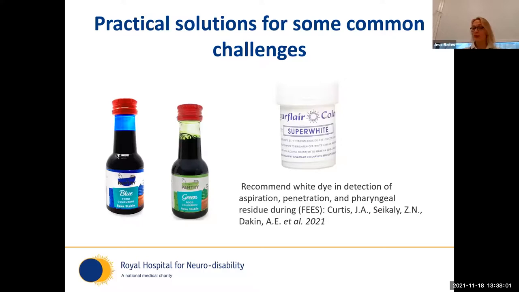Also thinking about texture. So there's some more research coming out about the different colours of dye and how that might affect assessment in FEES. We've started trialing using some super white, and we do find it useful for the opacity, though we are noticing it is more viscous. So thinking about the amount you're using, especially in something like thin liquid, and checking we're sure we're testing the IDDSI level that we think we are.